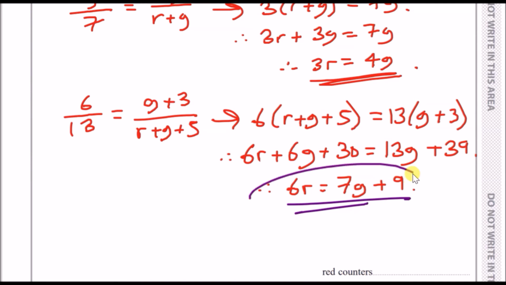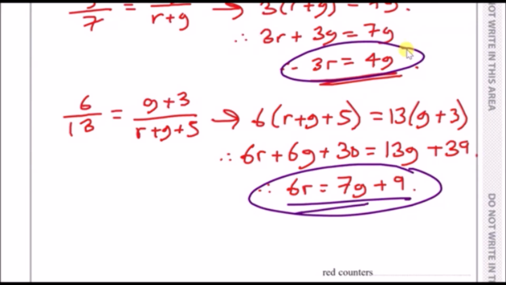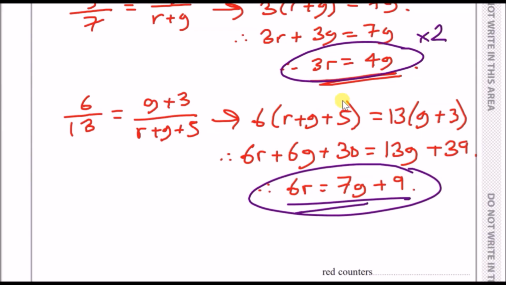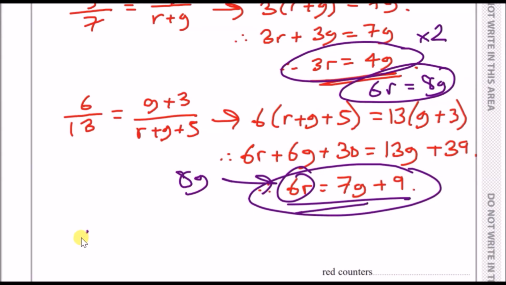Now, what we could do is use the result at the top. We've got 3R equals 4G, and we've got 6R at the bottom. My advice is to multiply the top one by 2, so then you get 6R equals 8G. So then you have 2 6R equations. And what that means now is you can substitute the 6R of the first one, which equals 8G, into the second one.